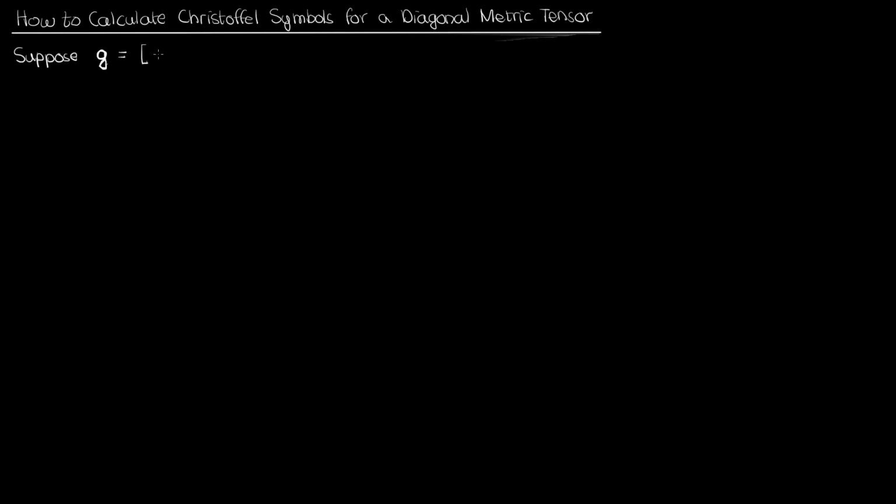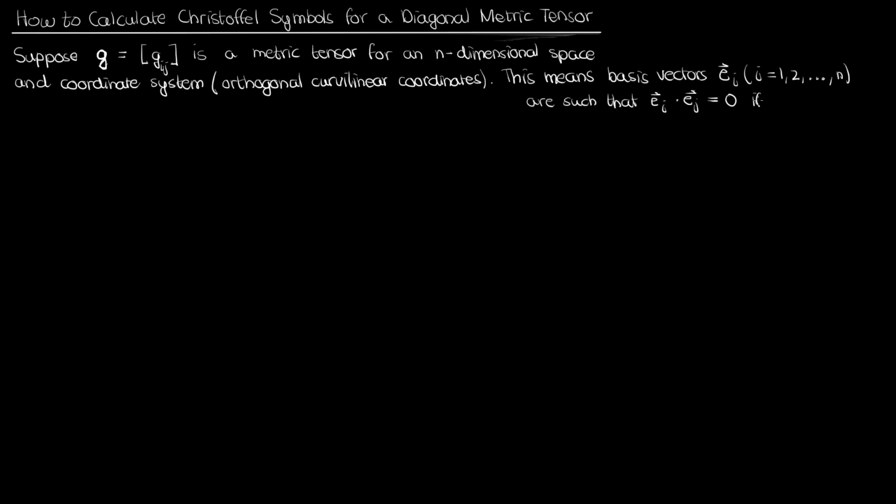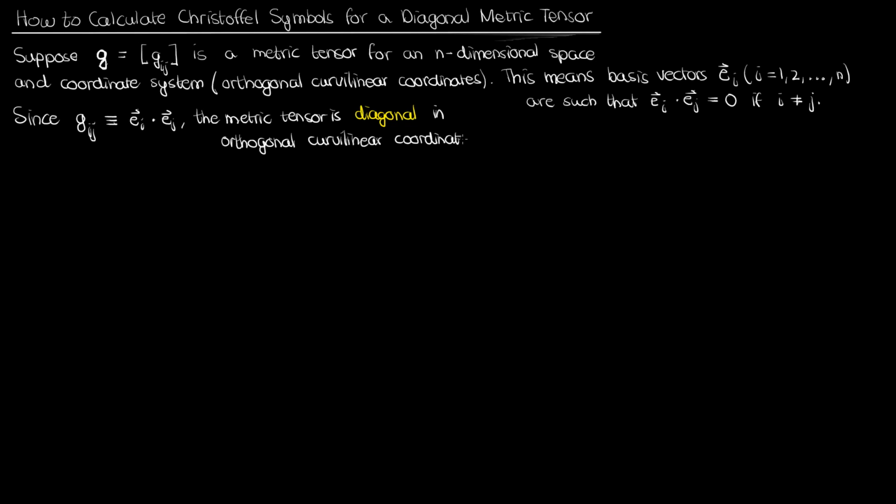Let's suppose that our metric tensor G with the components G sub ij represents the metric tensor for an n-dimensional space and coordinate system with orthogonal curvilinear coordinates. What does that mean? Well, it means that if the basis vectors for this space and coordinate system are given by E sub I, where I is some free index that can vary from 1 to n, then if I've got orthogonal curvilinear coordinates, that means the dot product of E sub I and E sub j is 0 when I and j are not equal. And because the components of the metric tensor G sub ij are defined as the dot product of E sub I and E sub j, that means the metric tensor is diagonal in orthogonal curvilinear coordinates because all the off-diagonal terms are 0.